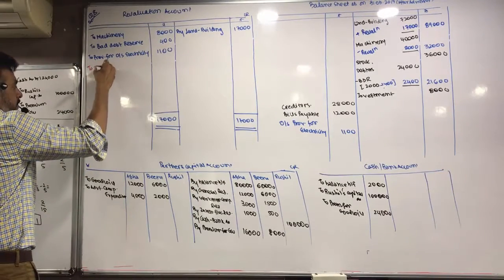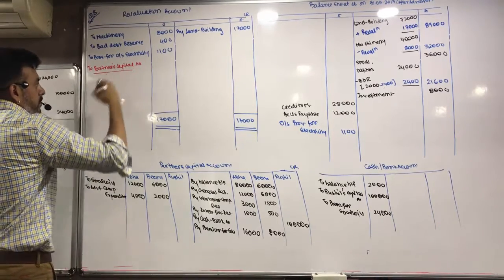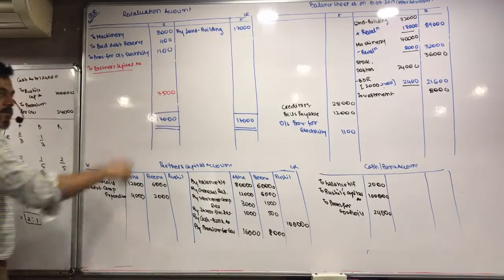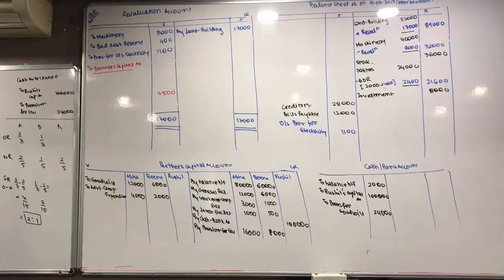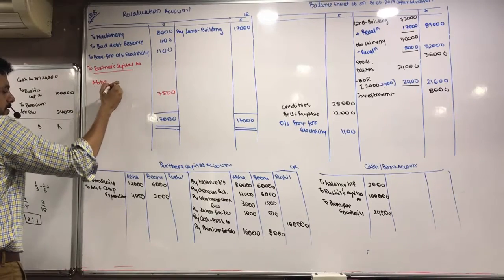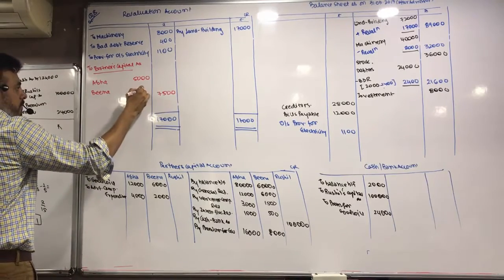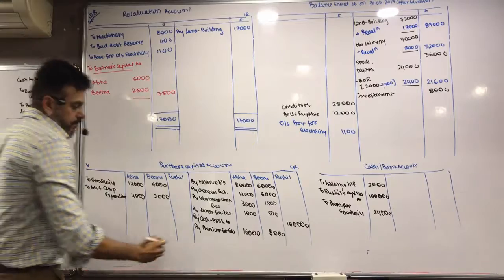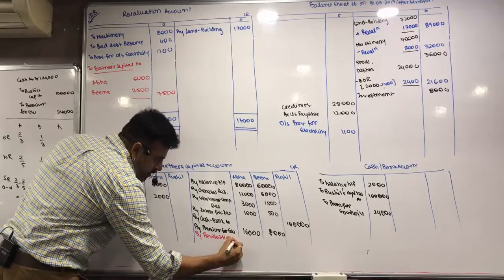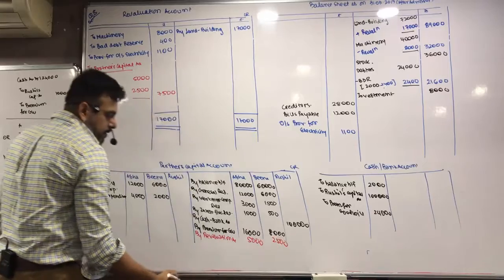To partners' capital account 7,500. Who gets this money? Which partners? Old partners in the old ratio. So Abha 5,000 and Beena 2,500. By revaluation account. Let's balance it.